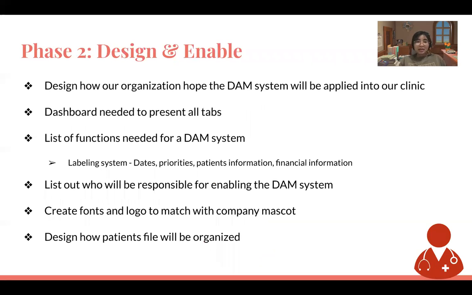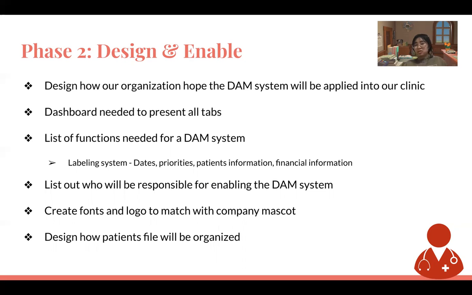Designing and enabling is phase 2. We will design how our organization hopes the DAM system will be applied to our clinic, and there'll be a dashboard where you're able to see everything presented with multiple tabs, with different labels showing where to find things. There will be a search bar. The dashboard will basically have everything at once, so you can navigate easily, and training will be provided. In the dashboard, you'll see a labeling system with dates, priorities, patient information, financial information, and a lot more, but these are just the main points.